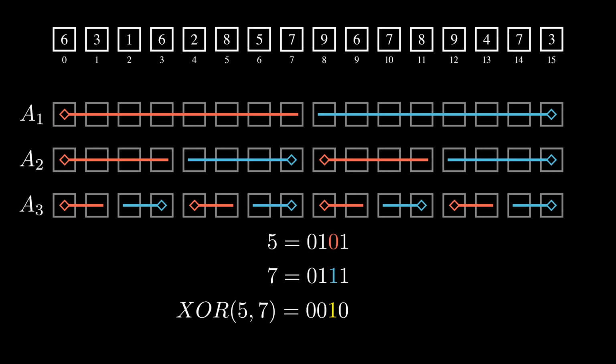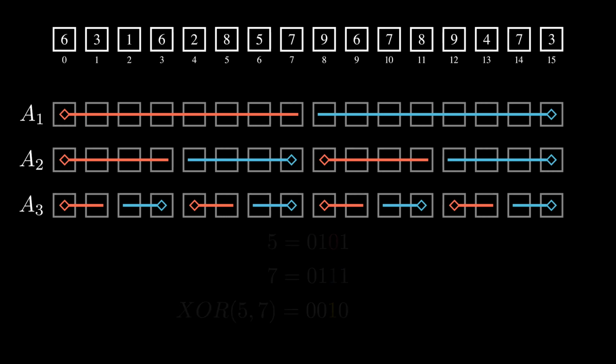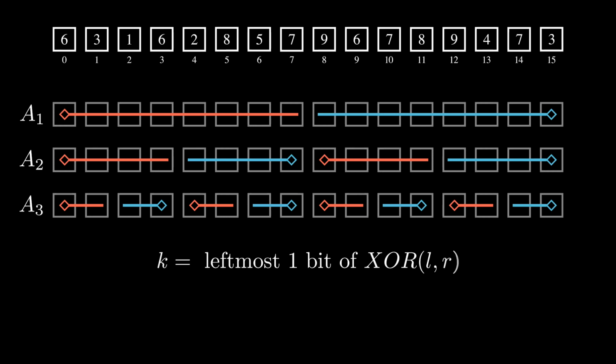The bitwise XOR is an operation on the bits of the same columns. If the bits are the same, then the output bit is a 0. If the bits differ, then the output bit is a 1. So taking the XOR of 5 and 7 makes the first 2 bits a 0 and makes the third bit a 1. The position of the leftmost 1 bit of the resulting XOR will tell us which level to use.